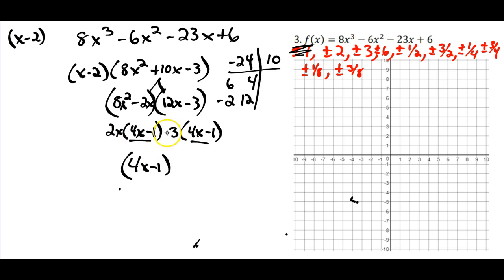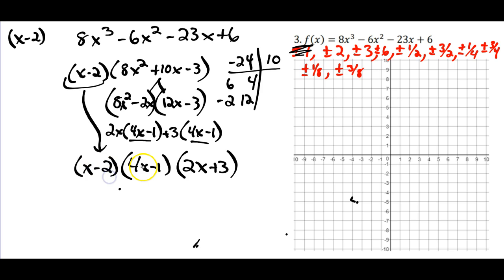So this term divided by 4x minus 1 gives me 2x. This one divided by 4x minus 1 gives me 3. And don't forget, we originally factored out an x minus 2. It's got to come down here next to it. And so now I have my factors. So these are my factors.